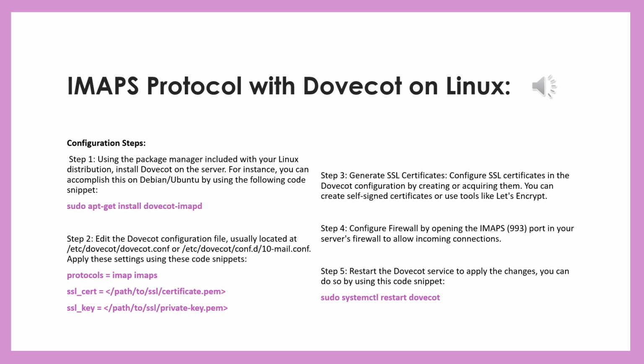Step 4. Configure the firewall by opening the IMAPS port in your server's firewall to allow incoming connections. Step 5. Restart the Dovecot service. To apply these changes, you can do so by using this code snippet.